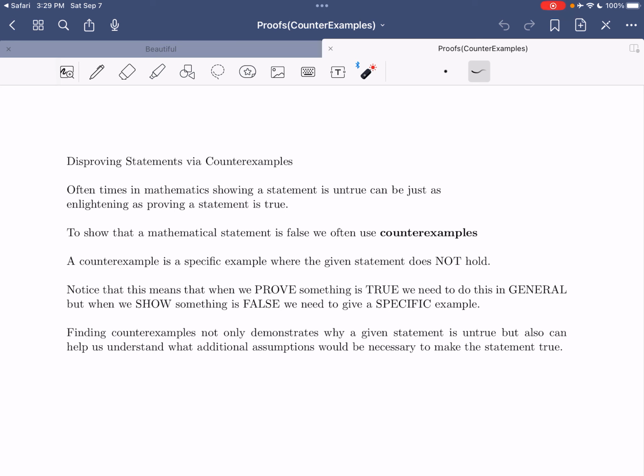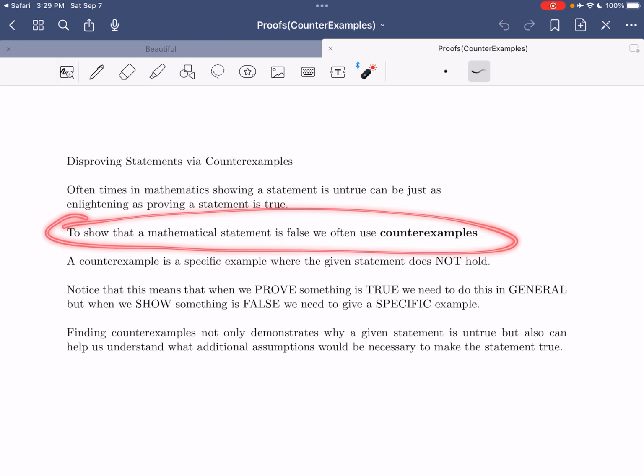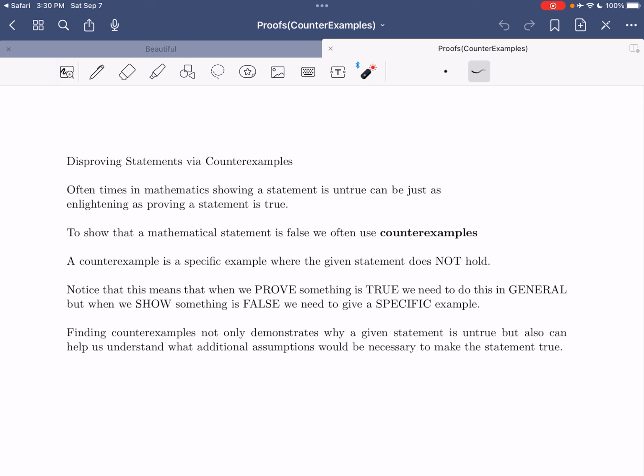So to show that a mathematical statement is false, we often use what we call counterexamples. A counterexample is simply a specific example where the given statement does not hold. What you want to do is contrast this with what we've been doing, if you've been watching these videos in series, in everything else we've been learning about proof techniques.